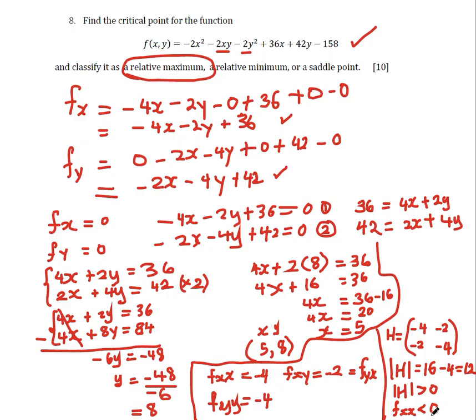If fxx was greater than 0, having concluded that the determinant is greater than 0, then we would conclude that there's a relative minimum. But in this case, because it's less than 0, we conclude definitively that we have a relative maximum at the critical point 5, 8, which we found earlier. And that, ladies and gentlemen, is how we find the critical point of an implicit function like this using partial differentiation.